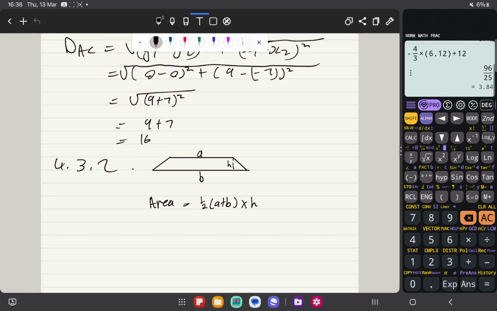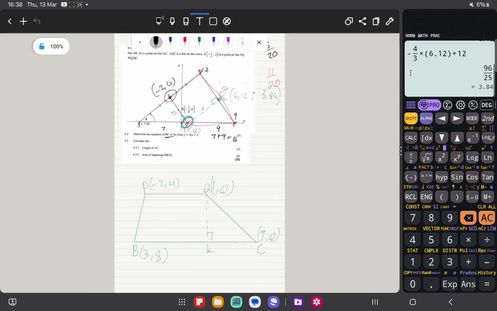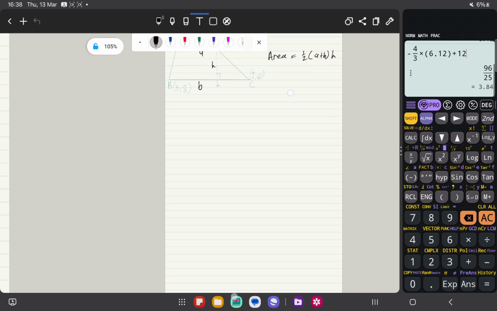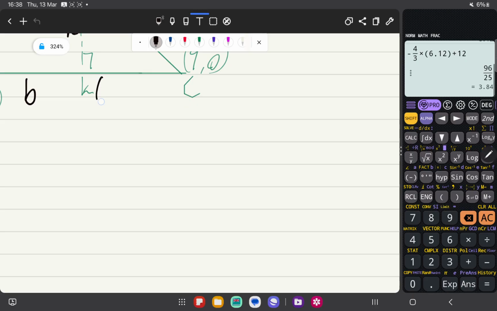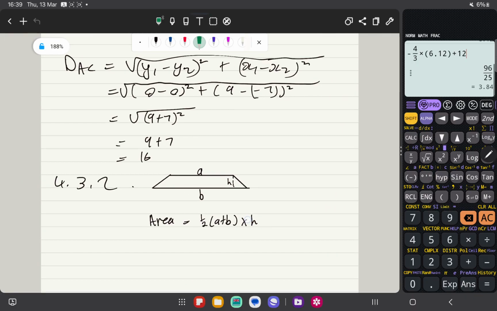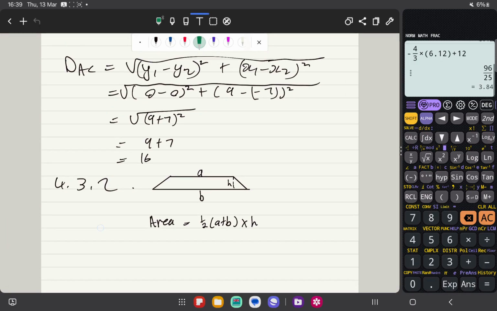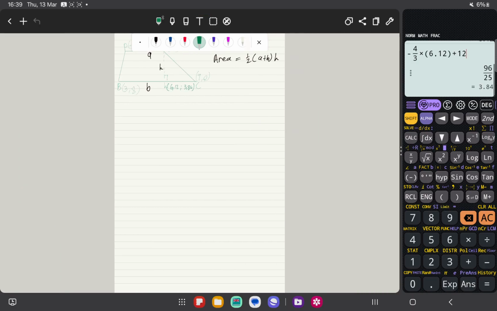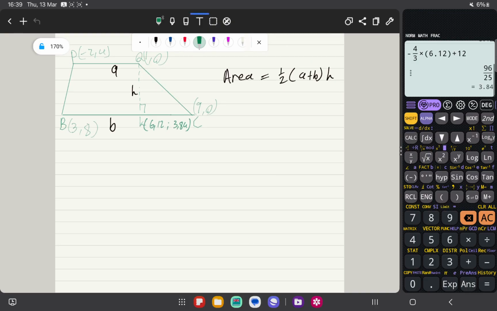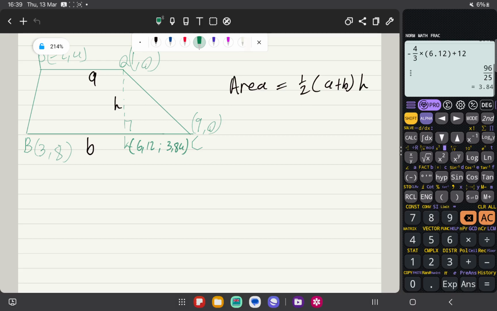I forgot the coordinates of K. Yeah, that is 6.12, 3.84. Let me confirm that. 3.84, 6.12. Yeah, now I'm just gonna use my distance formula to get my distances, and then after that the calculations.